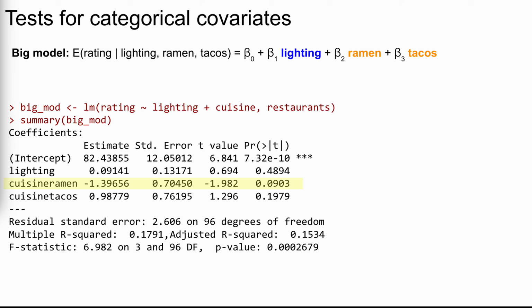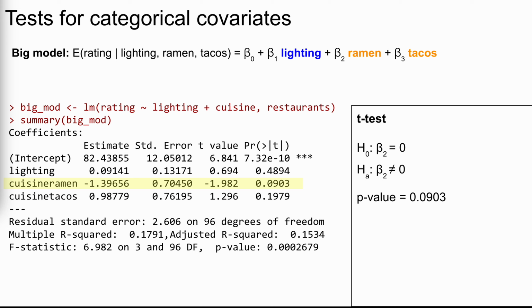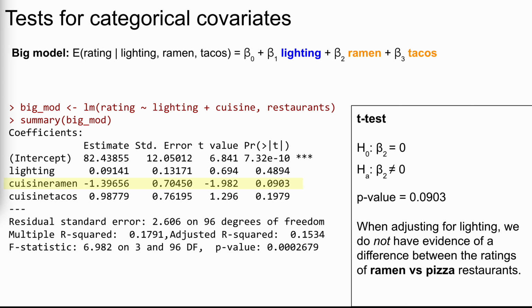We have to be mindful of this fact when interpreting the ramen coefficient and corresponding t-test. First, the negative coefficient here suggests that when adjusting for lighting, ratings are lower for ramen restaurants than for pizza restaurants on average. However, the relatively high p-value for the t-test indicates that this difference is not statistically significant. That is, when adjusting for lighting, we do not have evidence of a difference between the ratings of ramen versus pizza restaurants.